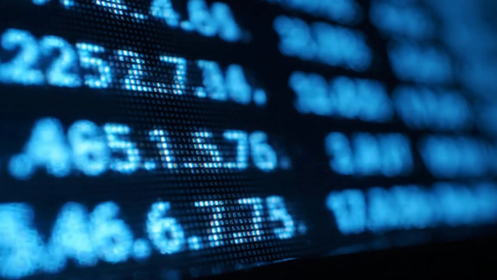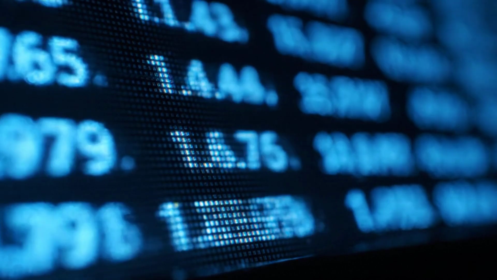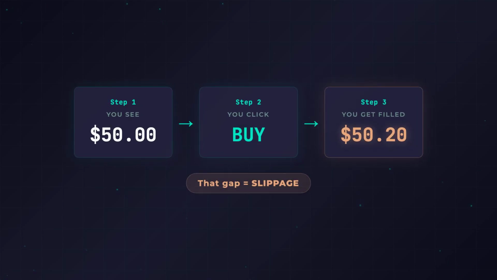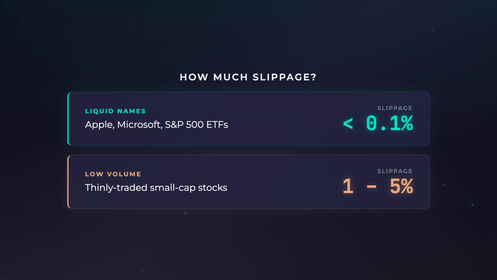Because in the split second between you clicking buy and your order matching with the seller, the price has already moved. You see $50 on screen. You click buy. By the time your order routes and fills, you paid $50.20. That gap is called slippage. On a liquid name like Apple or an S&P 500 ETF, slippage is usually a fraction of a percent. On a thinly traded small cap, it can run 1 to 5%. On the wrong day, even more.